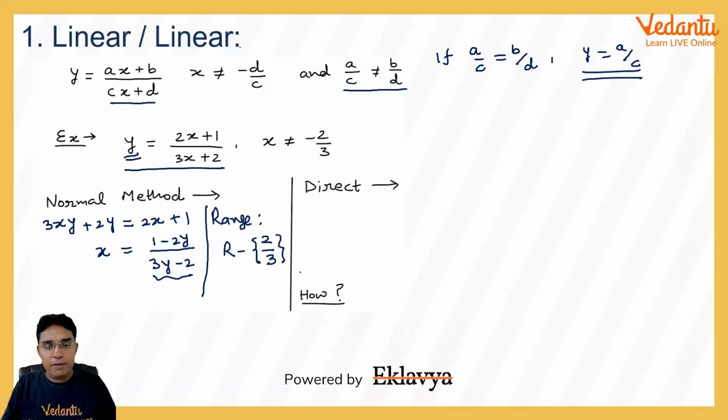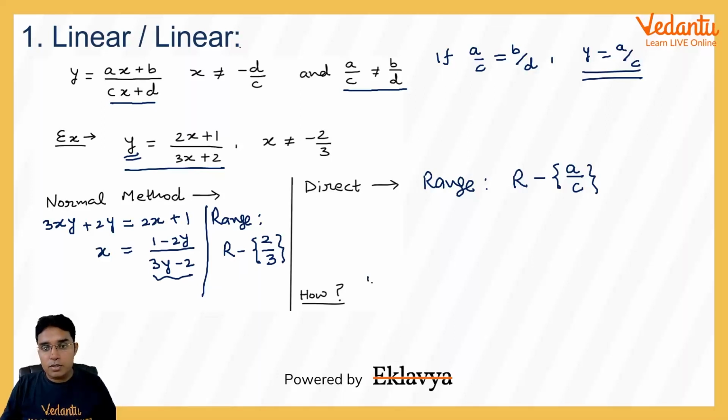And dear all, I would like you to remember, it's a must, that for such a function the range is always R minus the ratio of coefficients of x in the numerator and in the denominator, that is a upon c. Here it will always be like this. You can check it here also: 2 upon 3 is subtracted from the set of R. But why is it so?